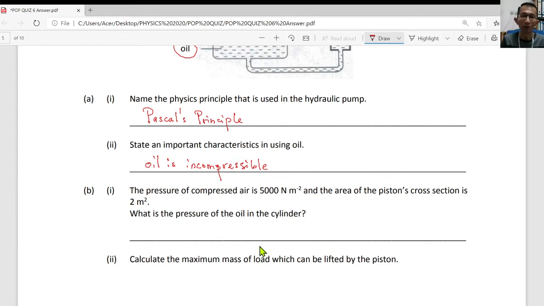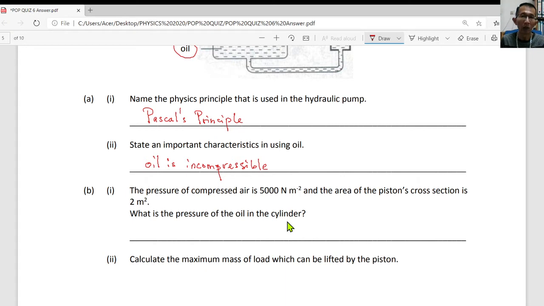Okay, B1. The pressure of the compressed air is 5,000 Newton per square meter, and the area of the piston's cross-section is 2 meters squared. So what is the pressure of the oil in the cylinder? Alright, so what we have here is the pressure, and then we have the area, and we want to know the pressure in the cylinder.